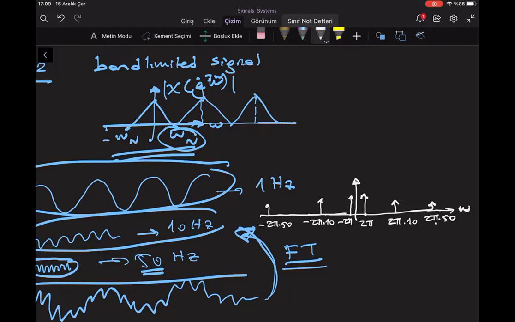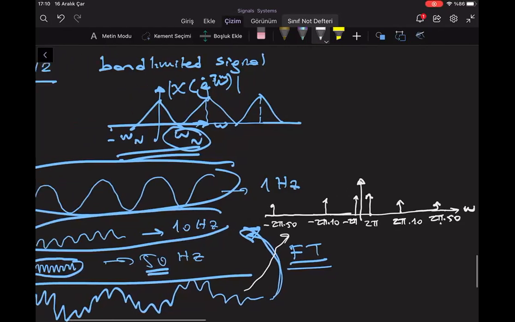Do you understand what I have done here? Yes, hocam. This is the Fourier transform of the signal. And how did I plot this? Firdevs? Yes, hocam. How did I determine these amplitudes, these frequencies?